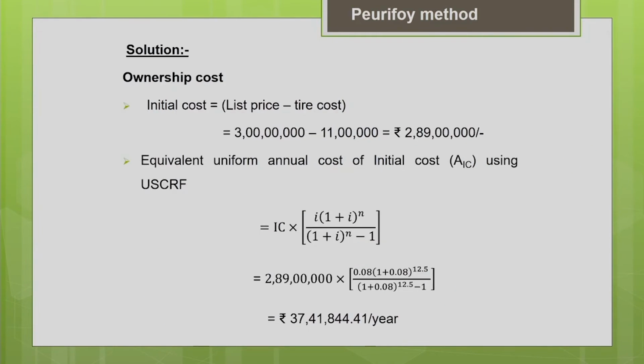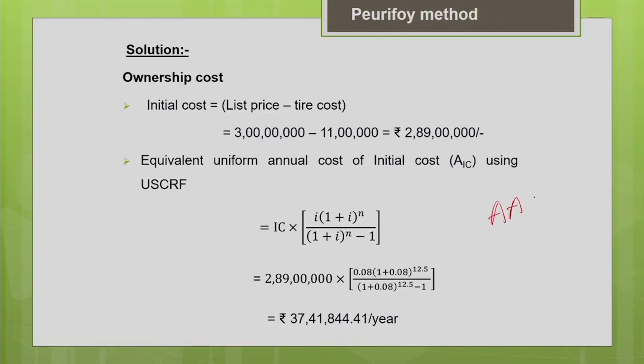Now let us work out the ownership cost, starting with the depreciation estimation. Purify has given two different approaches. One is the approximate approach of the average annual investment method, AAI, where we consider the average value of the machine over the life of the machine. So that is an approximate approach. This I have discussed under the Caterpillar method just now.